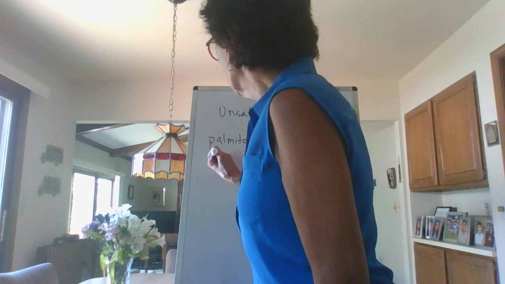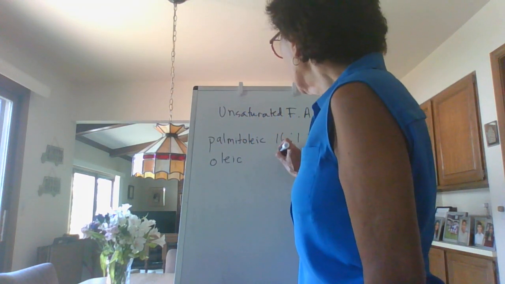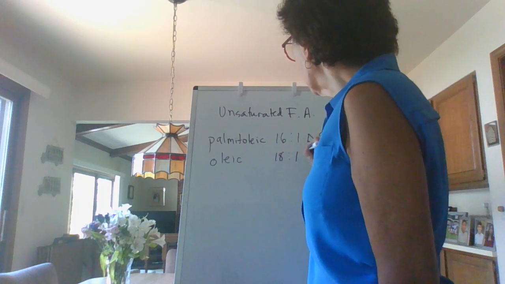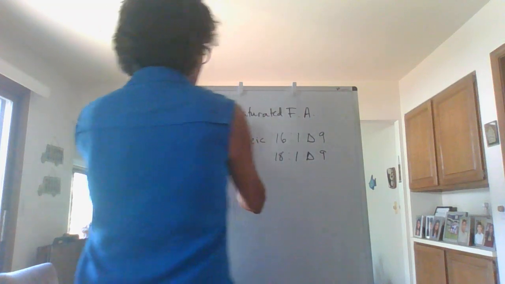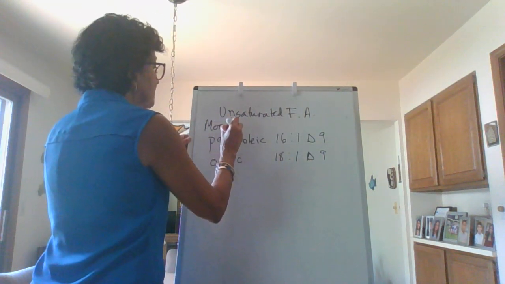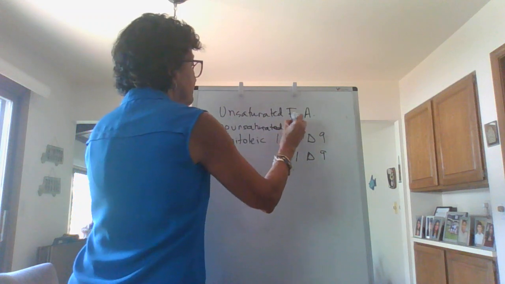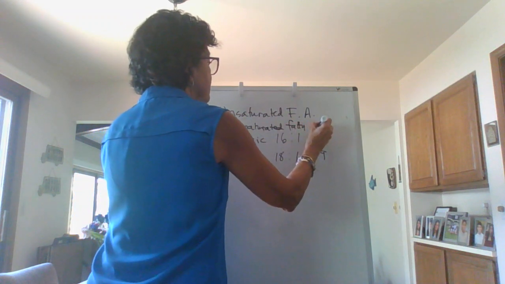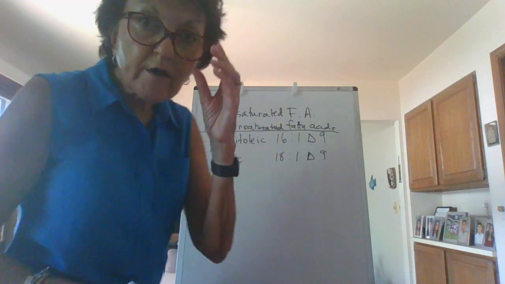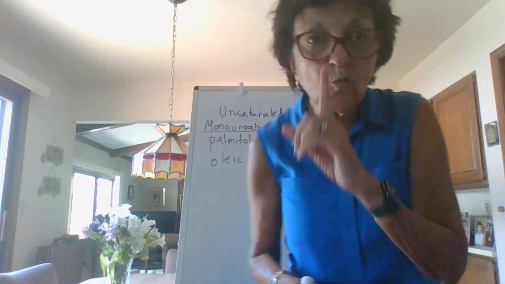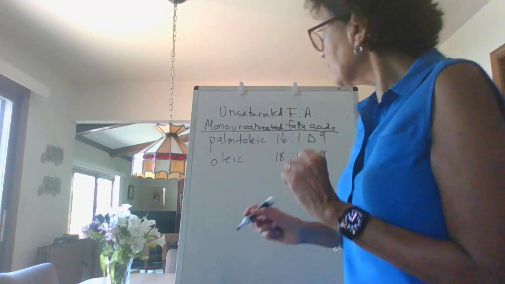The next one is oleic acid, and this one is 18:1 delta 9, okay? These two are monounsaturated fatty acids. What does the term monounsaturated mean? It means it just has one double bond, okay? Monounsaturated, just one double bond.